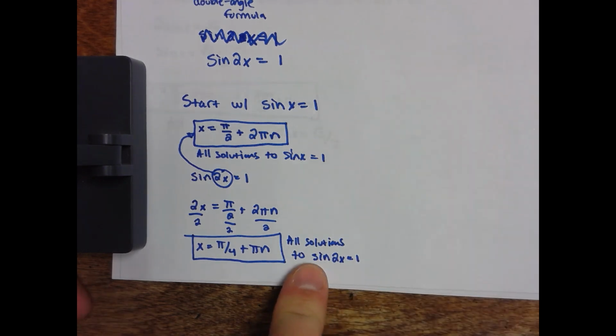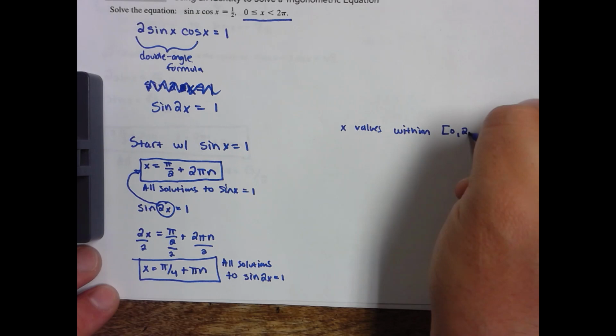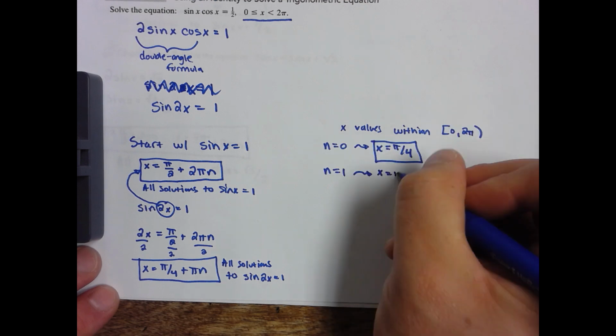All right, now we have this equation that describes all the solutions, but once again, we're describing them. I'm going to let n equal 0. And that gives me x equals pi over 4. Then I'm going to let n equal 1. And so I get x equals pi over 4 plus pi, which is 5 pi over 4.